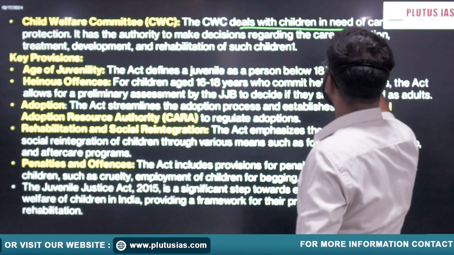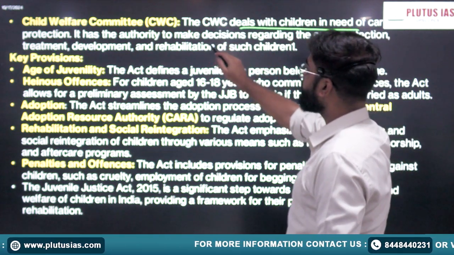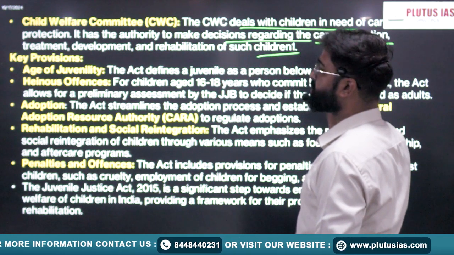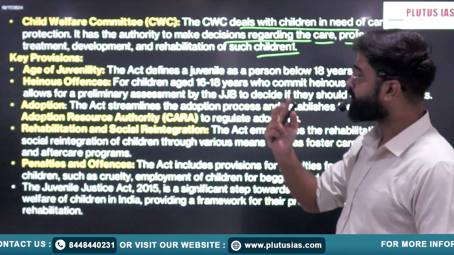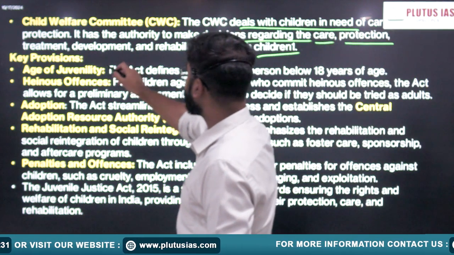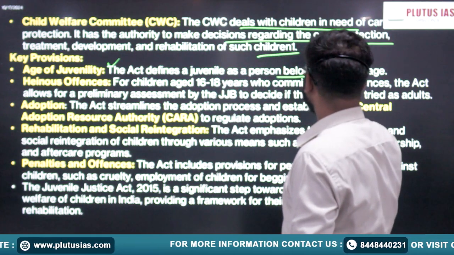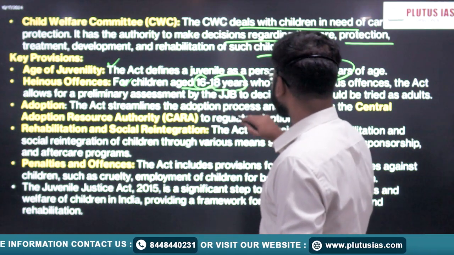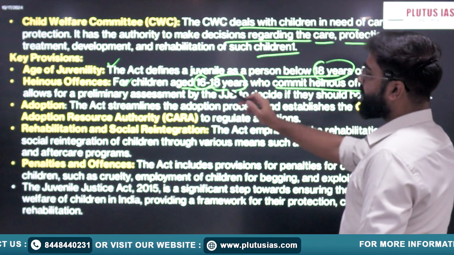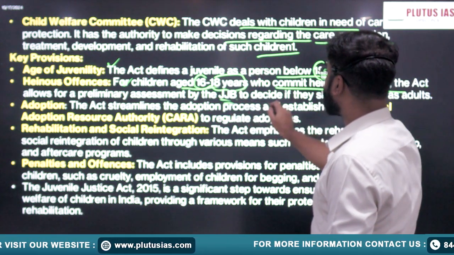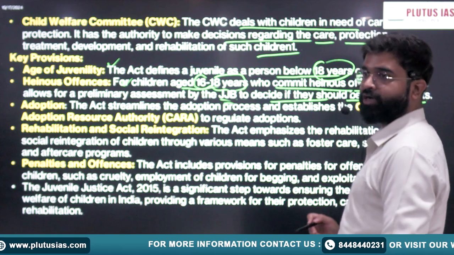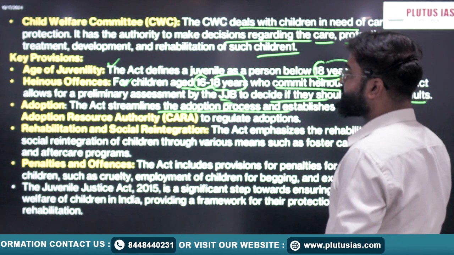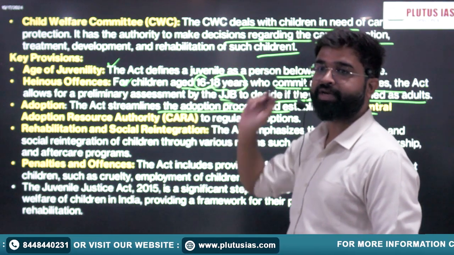The second, Child Welfare Committee. Child Welfare Committee deals with children in need of care and protection. It has the authority to make decisions regarding the care, protection, treatment, development, rehabilitation of such children. Okay, two institutes. Other provisions: age of juvenility. The act defines a juvenile as a person who is below 18 years of age. Heinous offenses: for children aged between 16 to 18 years who committed a heinous offense, the act allows preliminary assessment by Juvenile Justice Board to decide if they should be tried as an adult or not. Adoption: the act streamlined the adoption process and established Central Adoption Resource Authority, that is CARA.